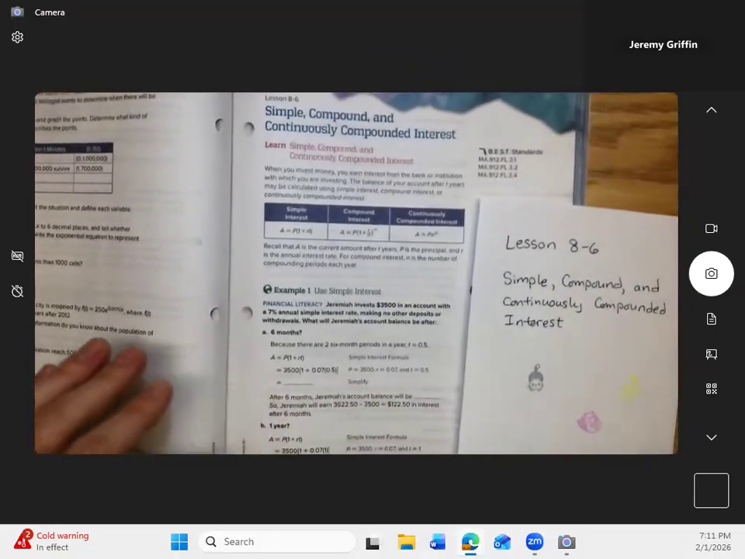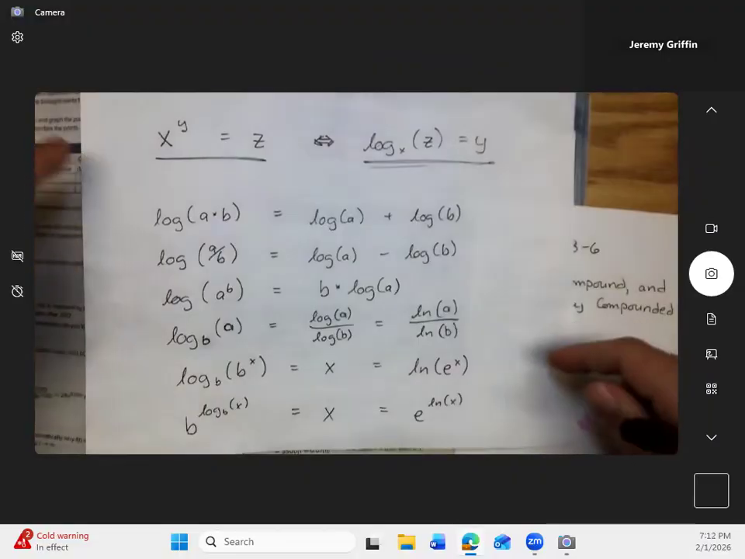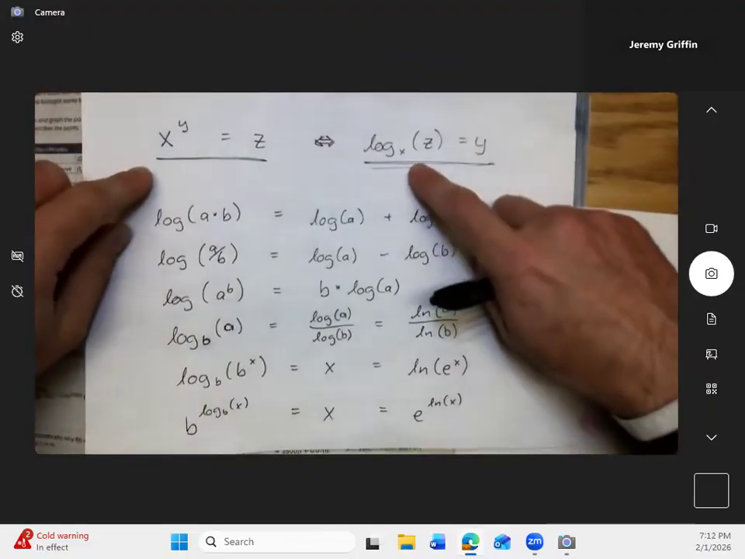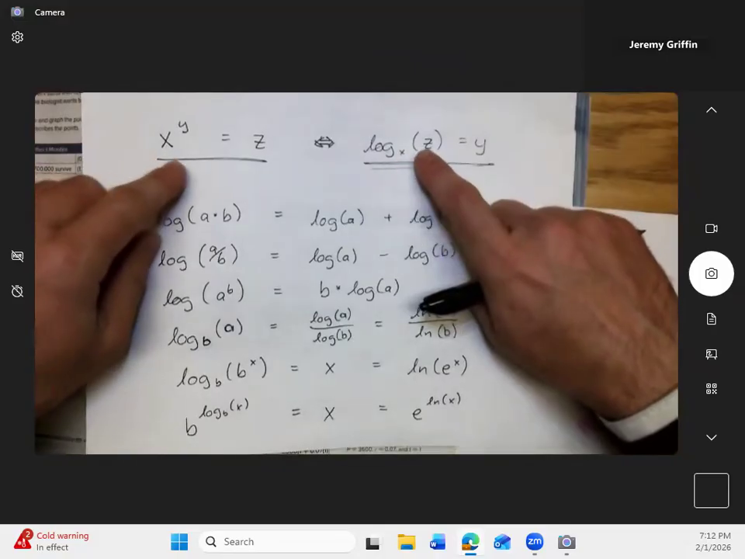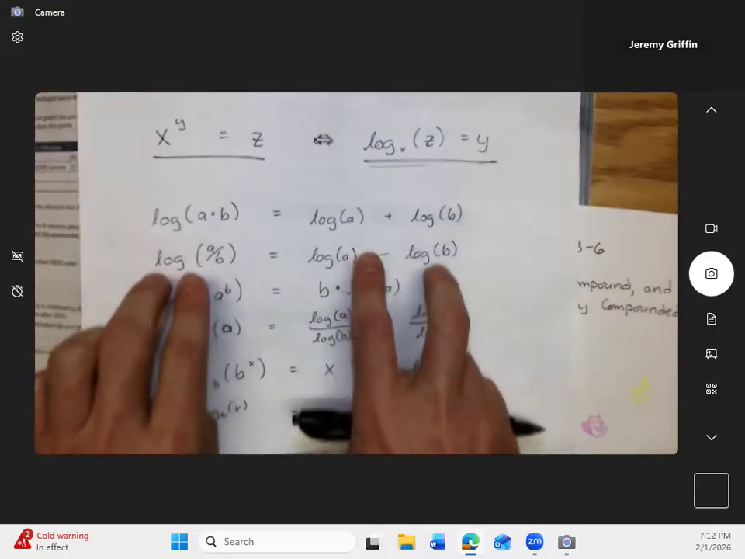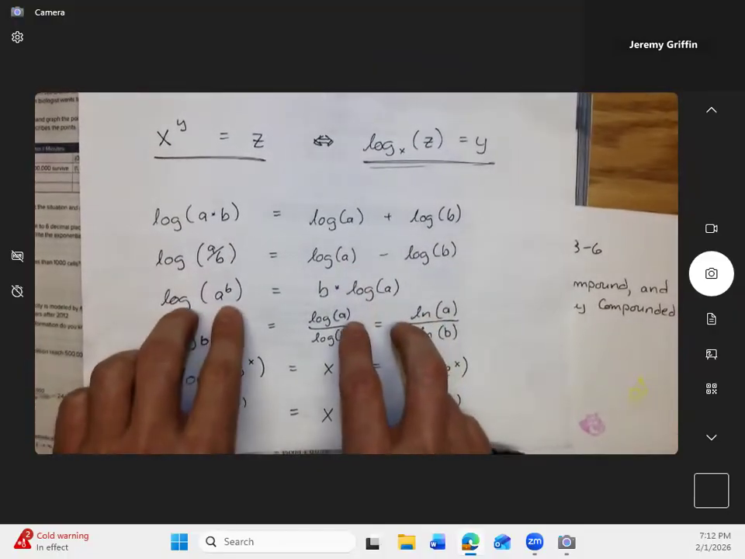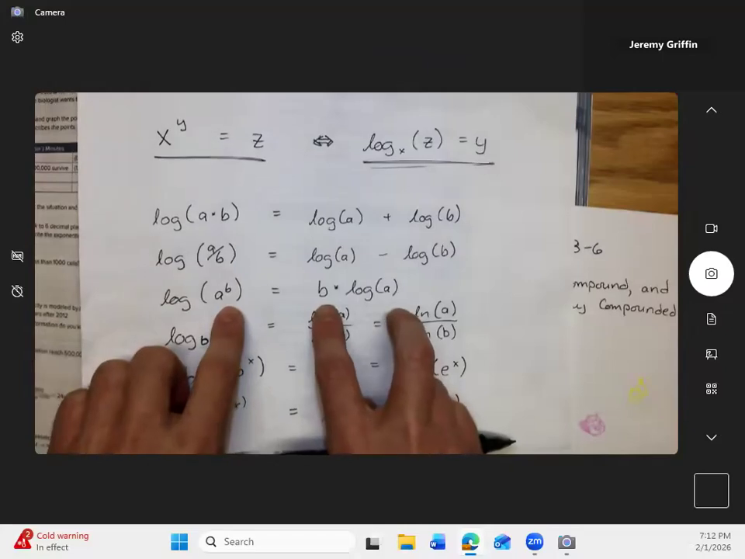Right? And so here's again a refresher of some log rules. If you have x to the y equals z, you can rewrite that in terms of logarithms: log base x of z is equal to y. Here's the product property, you can add logarithms. There's the quotient property, you can subtract logarithms. Log of a to the b is b times log of a. You take that power down.